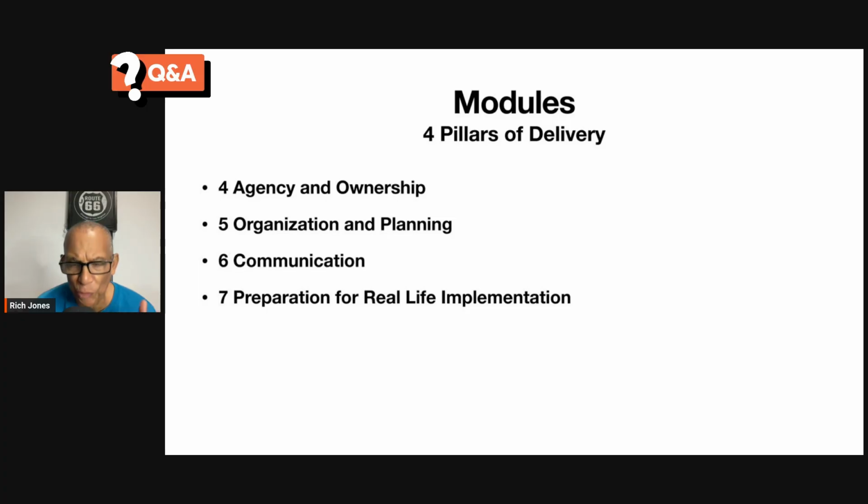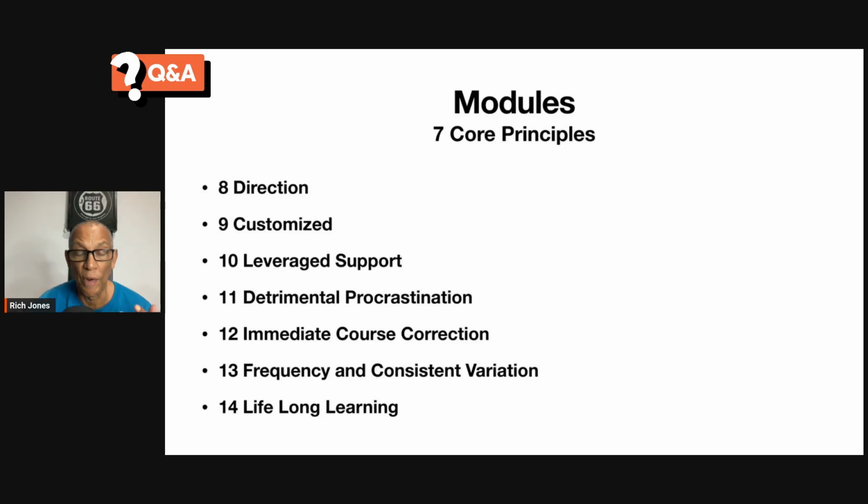Number 7, preparation for real life implementation. Very important, because any system has to be able to withstand the friction of real life activity, or else it cannot be, by definition, self-sustaining. That's important to remember. Module 8, we talk about direction. And that's one of the 7 core principles. We talk about direction and what that means to the RLM system and how to use it in the implementation and the accountability section.